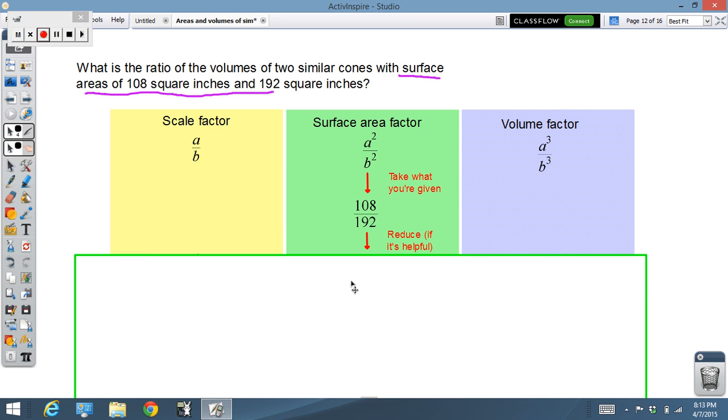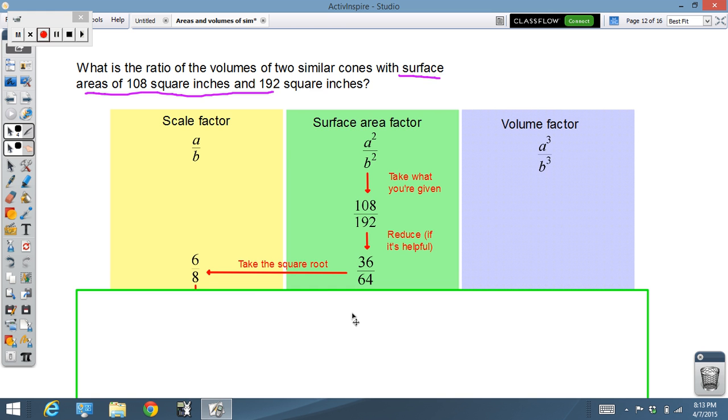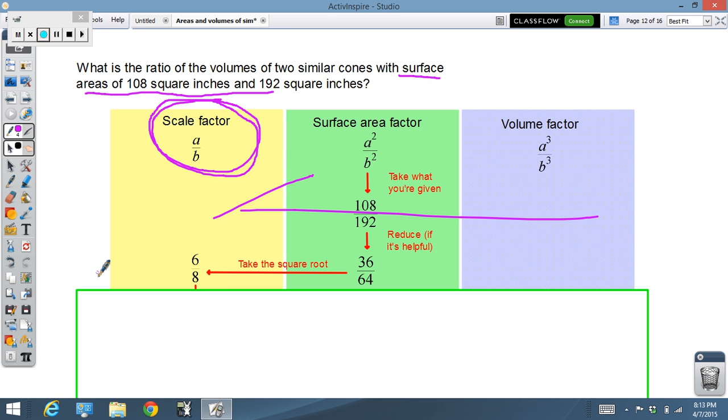And I'm going to reduce if it's helpful. When I divide by 3, I get this. I can take the square root. And the reason I do the columns, guys, is because 99% of the time, we're going to need to go back to this scale factor column so that we can then work our way into the other 2 columns. All right? So I'll show you how, again, that's going to work.